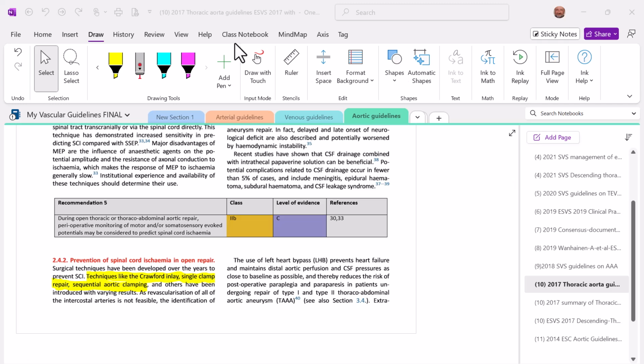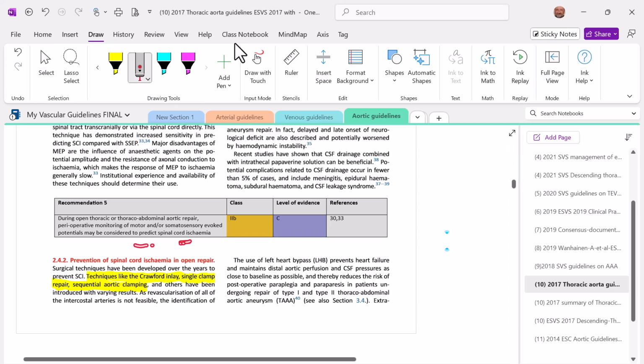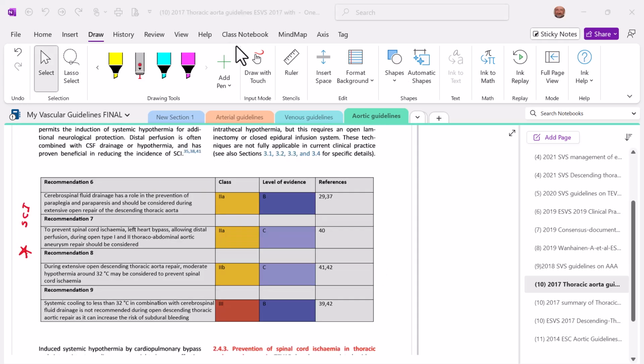Recommendation number 5 mentioned that sensory and motor evoked potentials can predict spinal cord ischemia preoperatively, but again, the level of evidence is C. So they consider this as 2B. Most of the interventionists don't use evoked potentials, but the main thing is to keep the blood pressure up and to be sure of the perfusion of the spinal cord and the CSF, and all this will come in later guidelines.